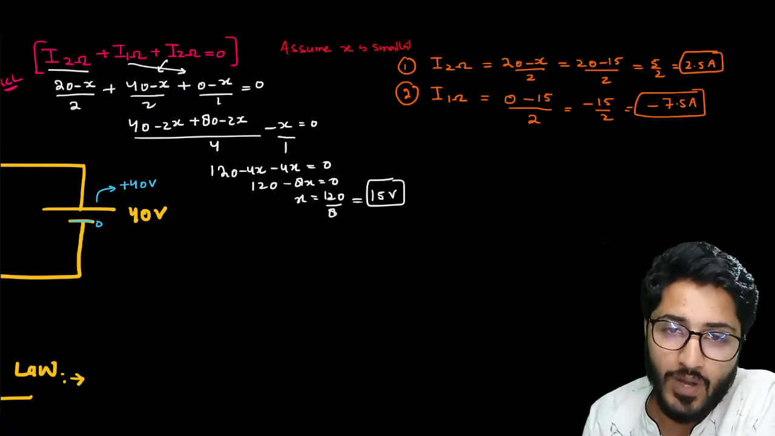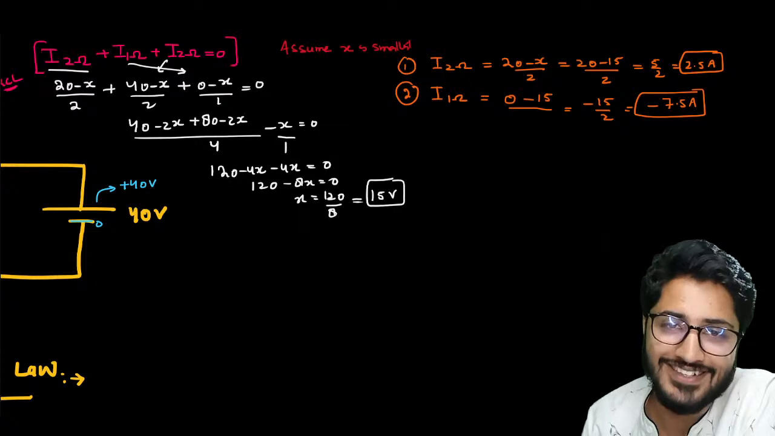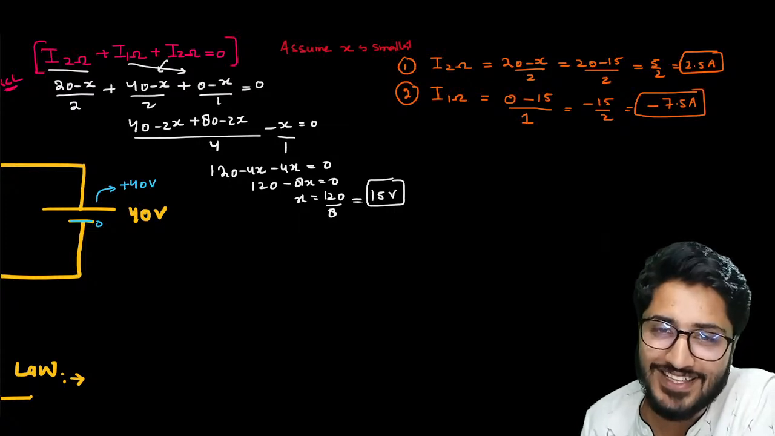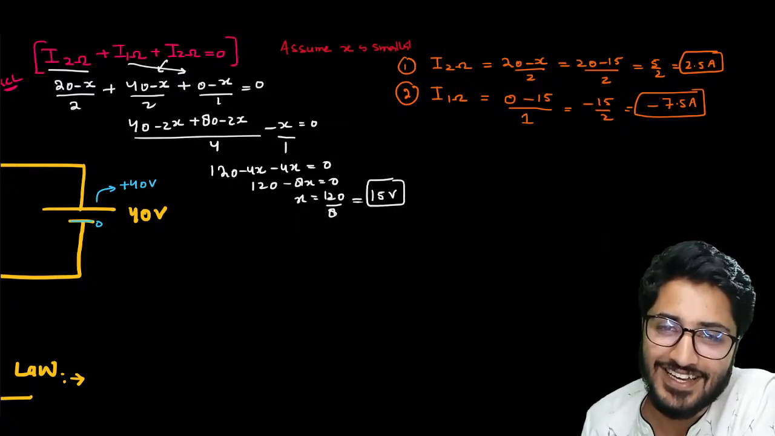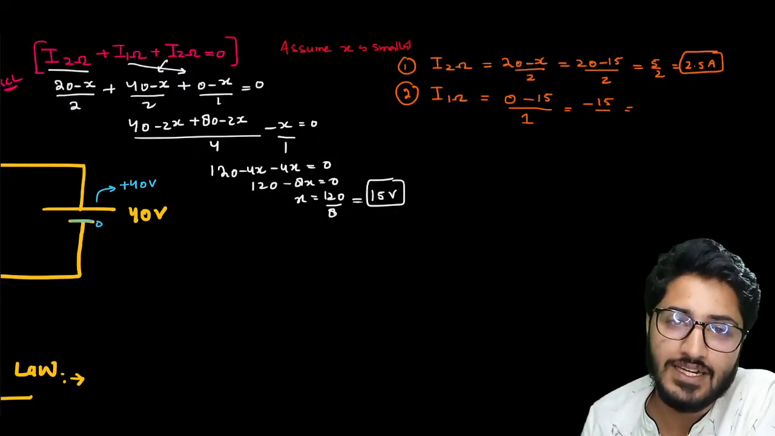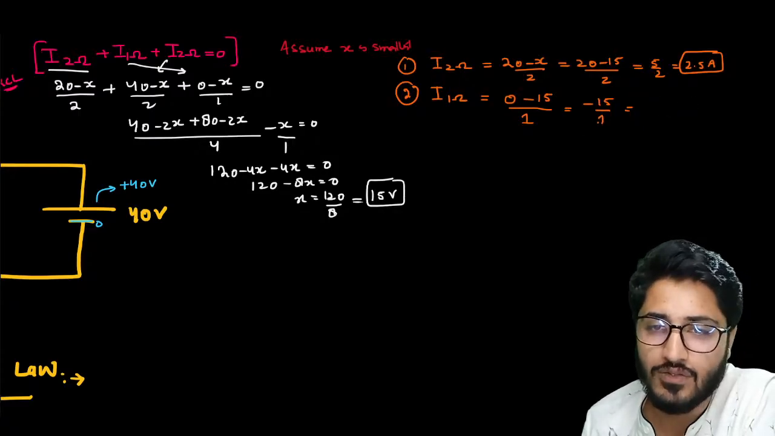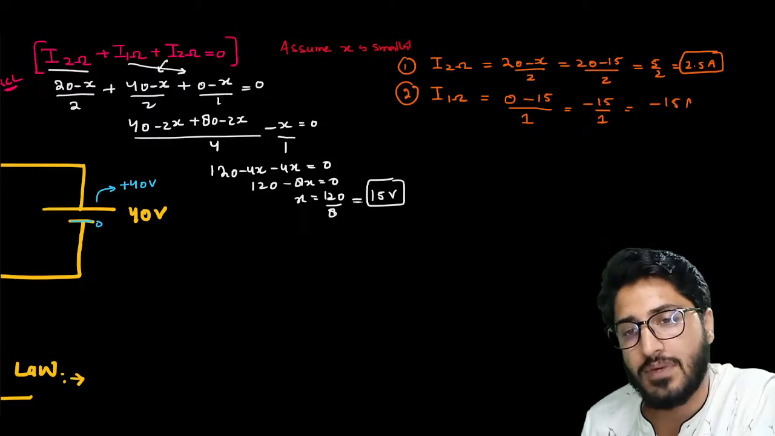No, it is not. Why? Because here we have only one. Okay, it is one only. So here it is what? Sir, it is only one. So I need to write 1. So my answer came out to be minus 15 ampere.